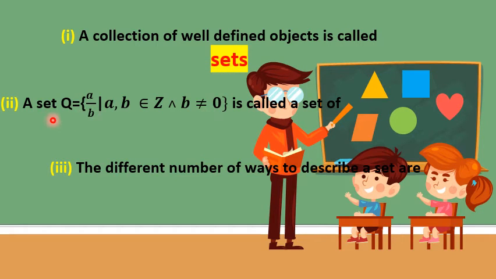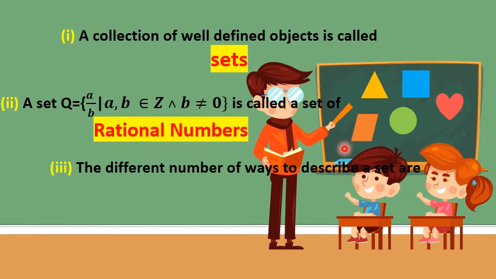Then students, number 2, a set Q is equal to A upon B such that A, B belongs to the set of integers and B should not be equal to 0. This set is called a set of, you know what this set is called? Yes, such a set is called the set of rational numbers. They can be written in this fractional form, provided B should not be equal to 0.